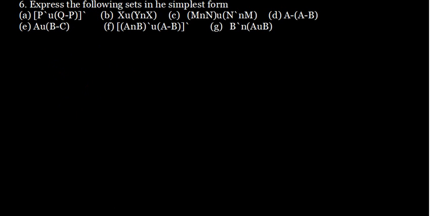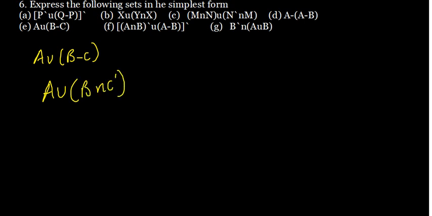So let's look at part E. We want to work out A union B minus C. We have got all different letters, so we can't simplify further than this for this question. We can only express it in another form, and it will be A union B intersection C complement. You can't simplify it further than this because you have got three different letters, right?